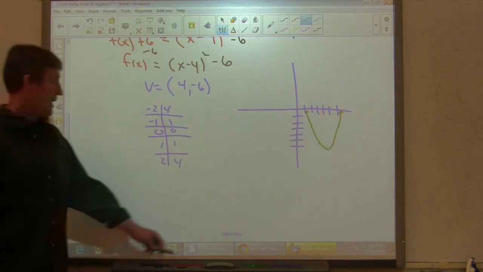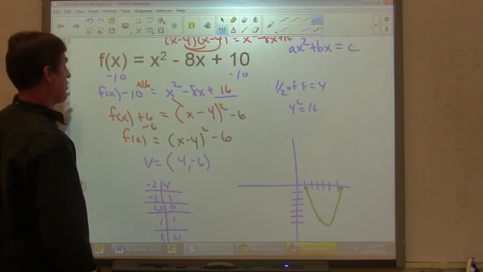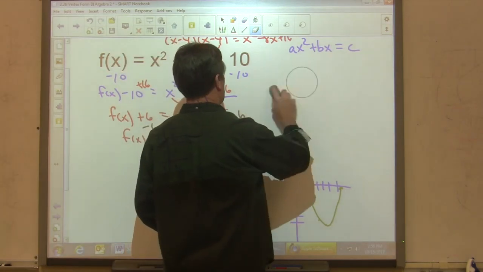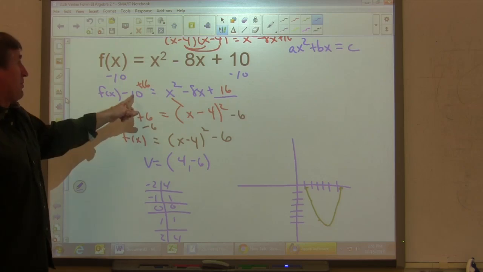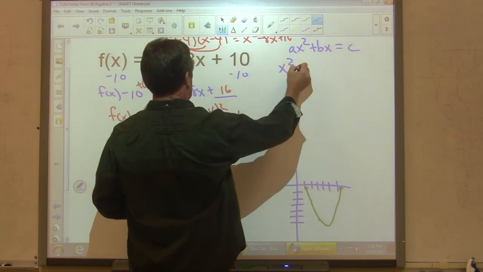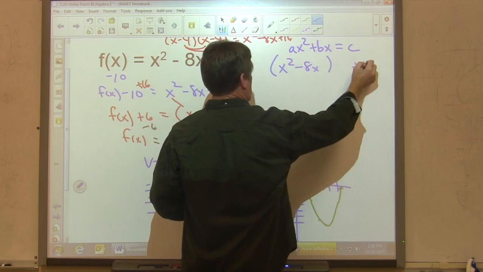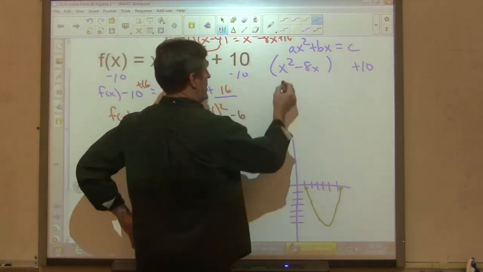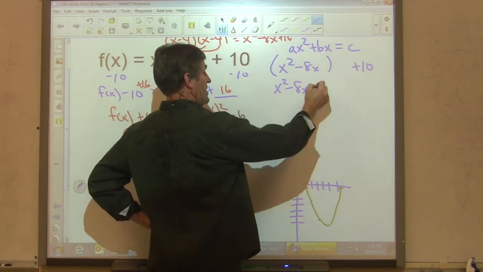All right? Now, I'm going to show you another way you can do this, and it's totally up to you whether you do it this way or not, but some people like it, some people don't. Instead of moving this -10 to this side, you can just work on this side. So you can go x squared minus 8x, and then just group that together and keep that plus 10 on the outside. Now we complete the square just like we would. X squared minus 8x, half of 8 is 4, 4 squared is 16.